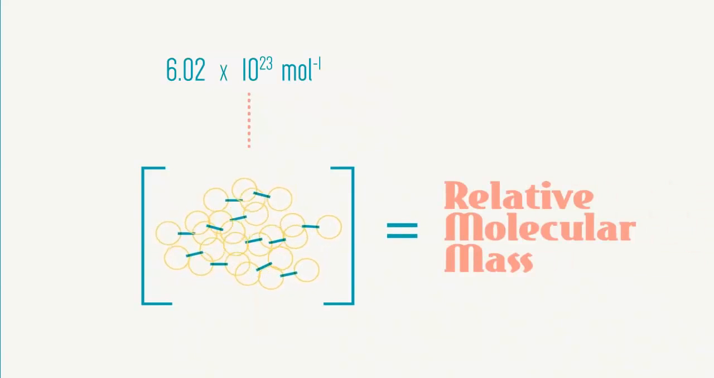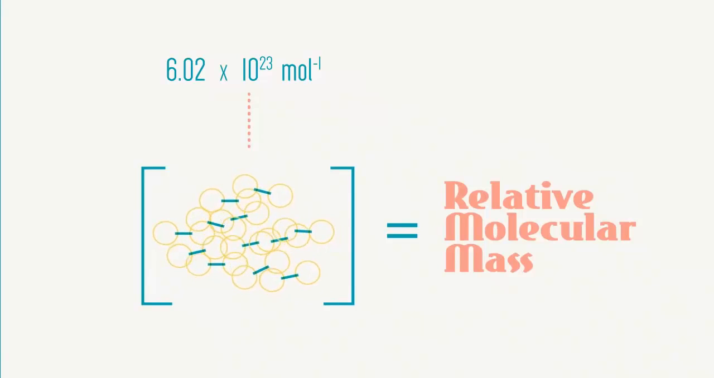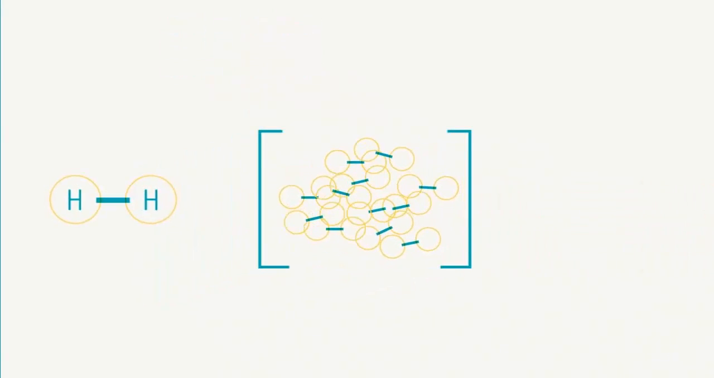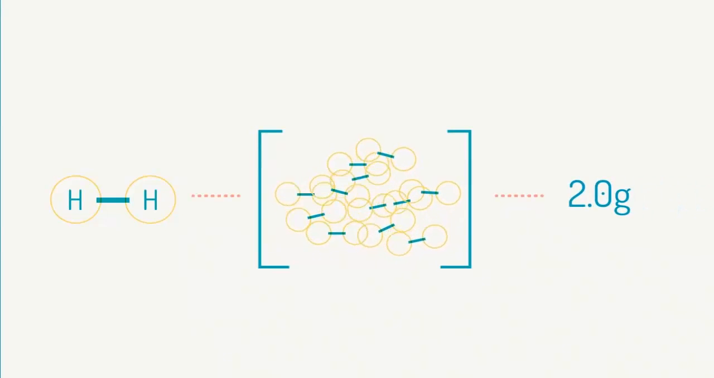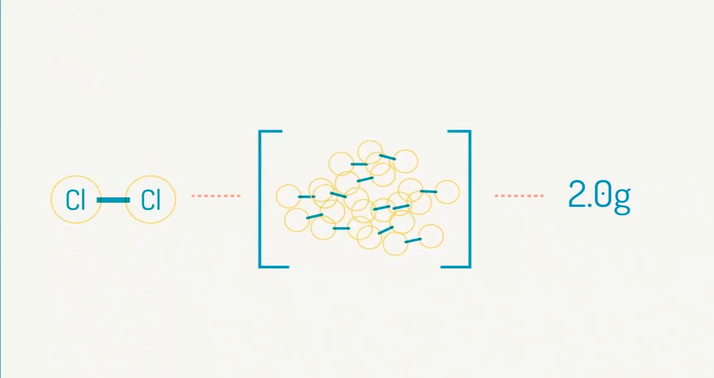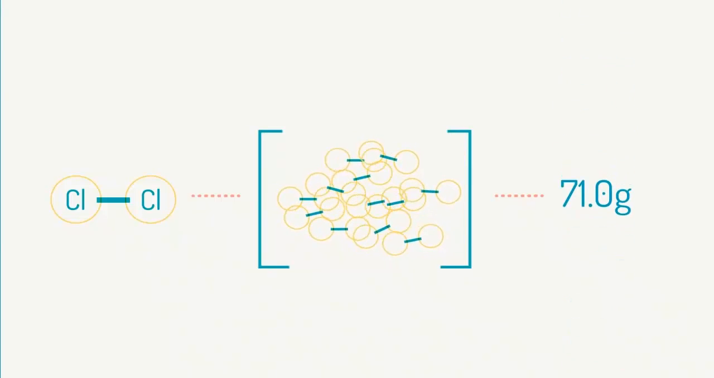So, for example, the mass of Avogadro's number of hydrogen molecules, or H2, is 2 grams, and the mass of Avogadro's number of chlorine molecules, Cl2, is 71 grams.